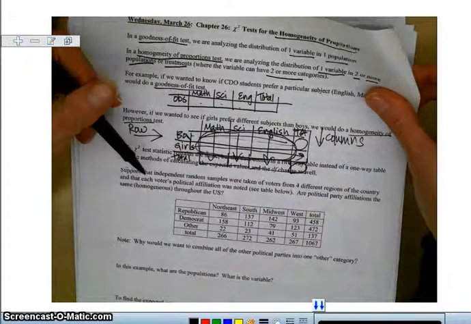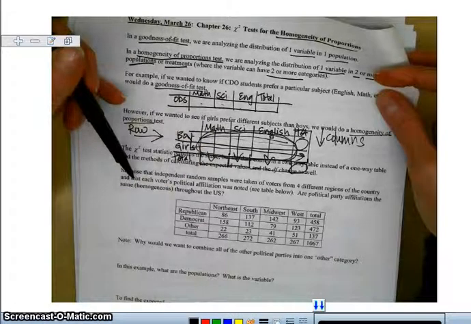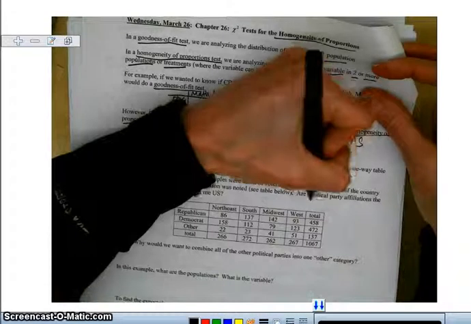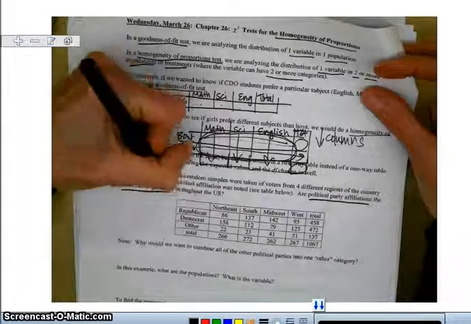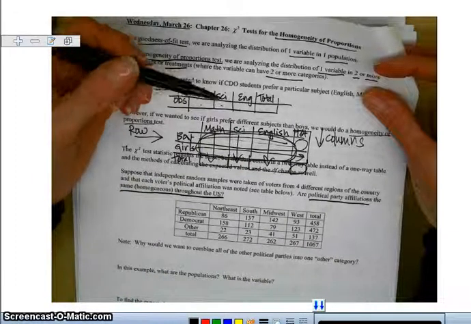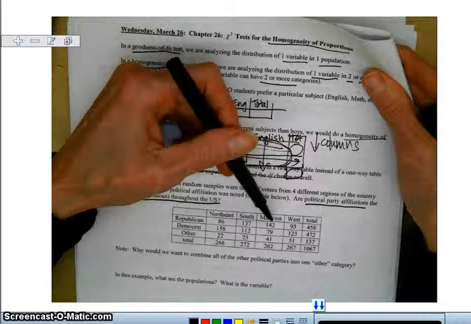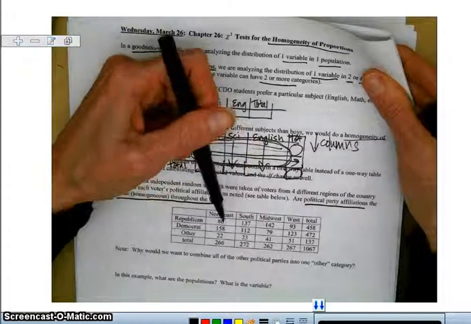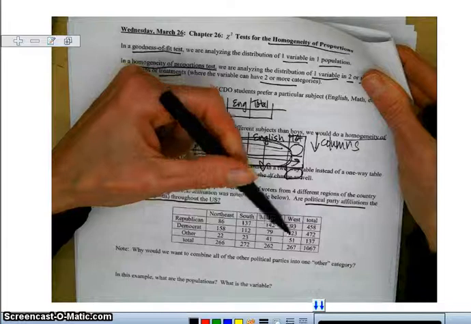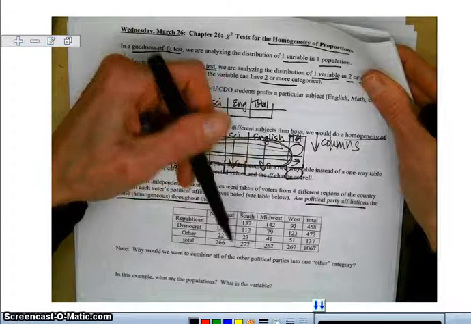So suppose that independent random samples were taken of voters from 4 different regions of the country, and that each voter's political affiliation was noted. Are political party affiliations the same throughout the U.S.? We've got this table here, and what I would notice is that there seem to be a lot more Republicans in the South and Midwest than in the Northeast and West, and a lot more Democrats in the Northeast and West than in the Midwest. To me, they appear to be different.